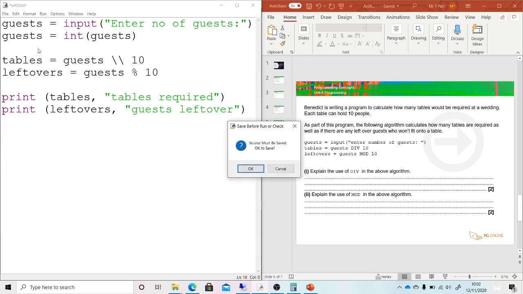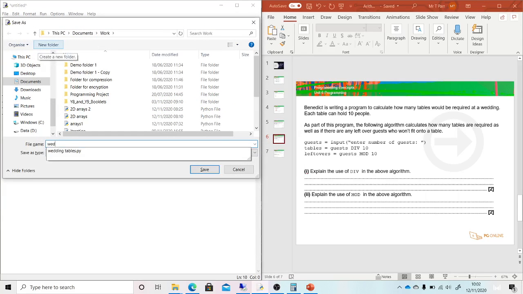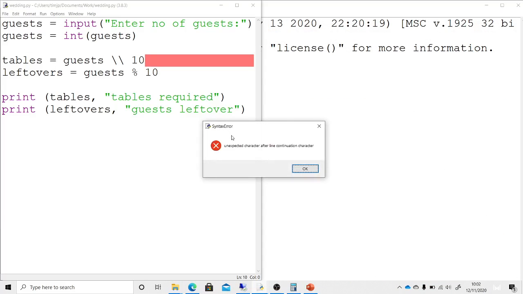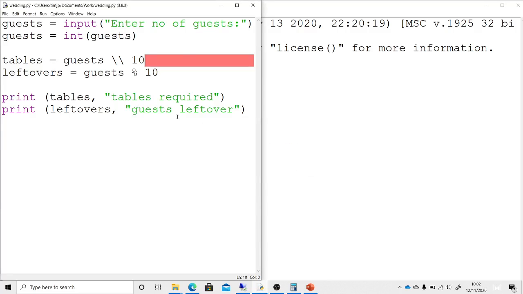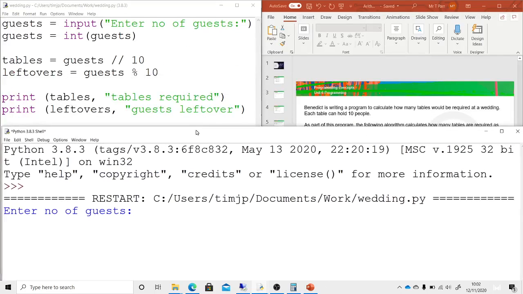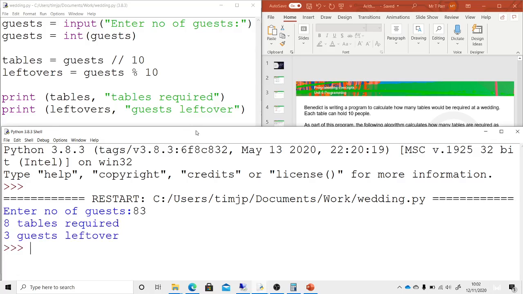Okay, let's see if it runs. Let's call it wedding. Oh. Only if it's a character after line continuation. Ah, I've got the slashes the wrong way around. Silly me. See if that's it. Oh, there we go. Okay, let's move that down so you can see. That's the number of guests. Let's have 83. 8 tables required. 3 guests we need to get rid of.